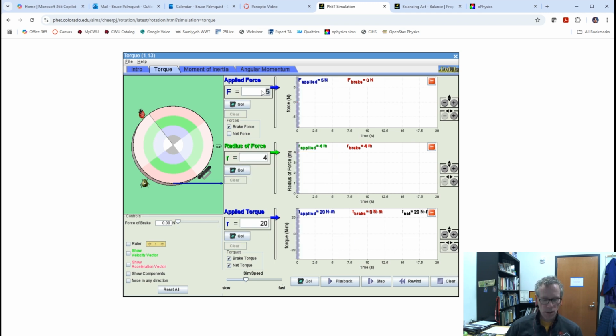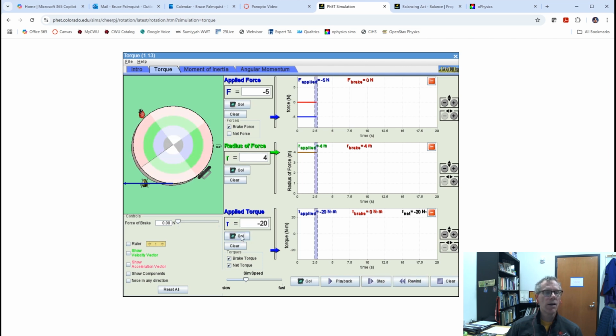So now we're going to go with a negative 5 Newton force. And we see that the blue arrow is going in the opposite direction, so we've got a negative torque. Negative 5 times 4 is negative 20, still no brake. And we can see that the object is speeding up now in the clockwise direction.